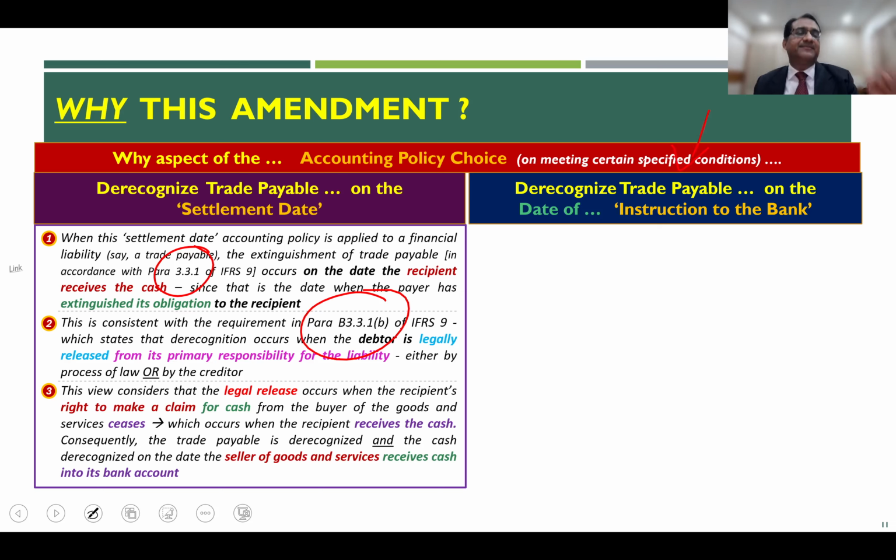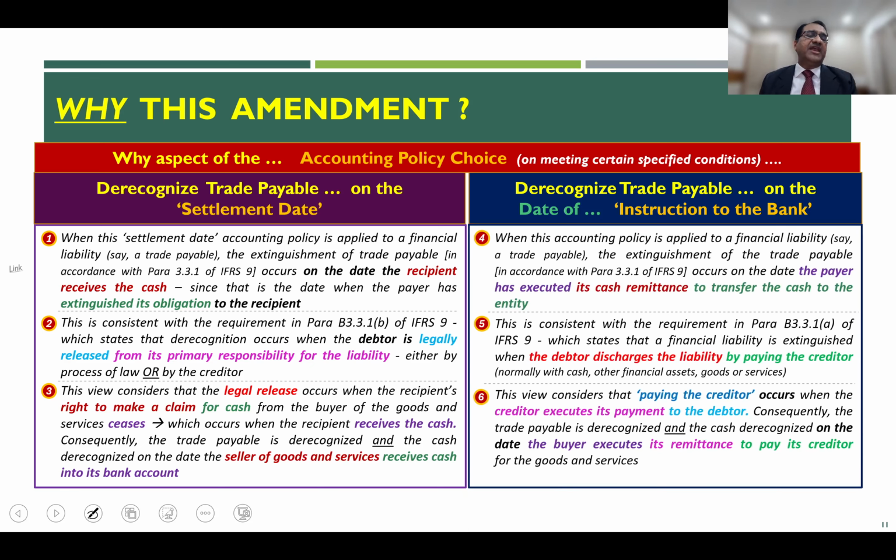Now, why has that option been given? The option on meeting those three conditions has been given again for very logical reasons. So look at the right-hand side, when this accounting policy, wherein derecognition is allowed on meeting the three conditions on the date of initiation, is applied to a financial liability, for example the trade payable, then in this scenario extinguishment is assumed to have occurred on the day the payer, the Indian company, has executed its cash remittance to transfer the cash. Why?